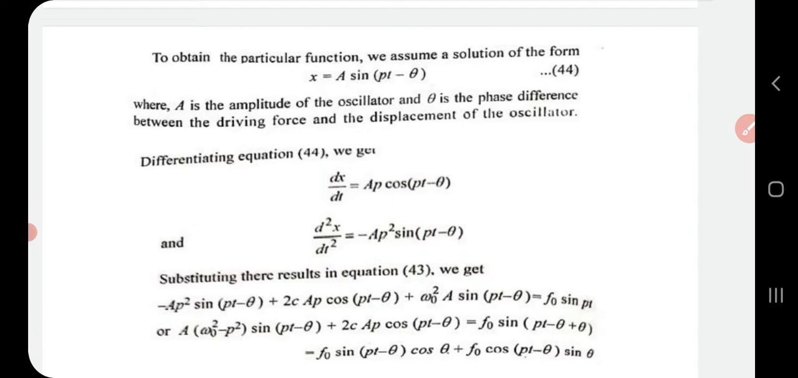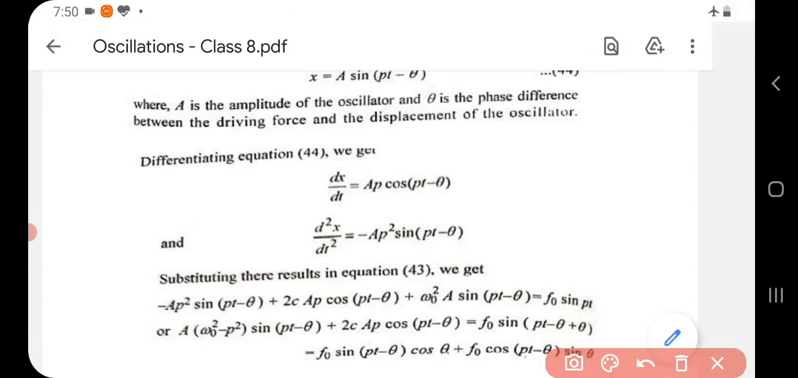Now you just differentiate equation 44. So the left side x becomes dx by dt. On the right side, a is a constant, so it is written as such. What is the differential of sin(pt minus theta)? It is cos(pt minus theta) into p. This will give you this equation. Once again you differentiate. So dx by dt becomes d square x by dt square, and the right side becomes minus a p square sin(pt minus theta), because the differential of cos(pt minus theta) is minus sin(pt minus theta) into p. So that becomes minus a p square sin(pt minus theta).